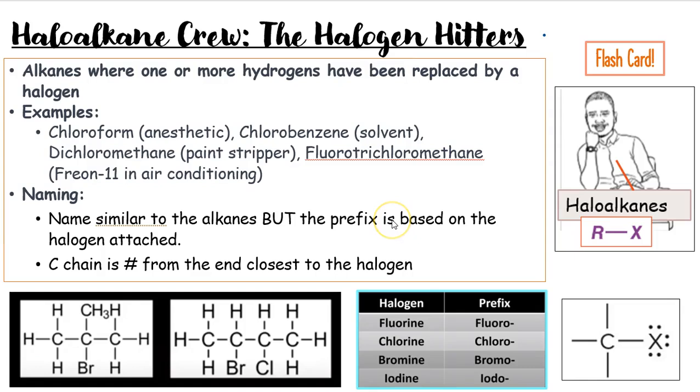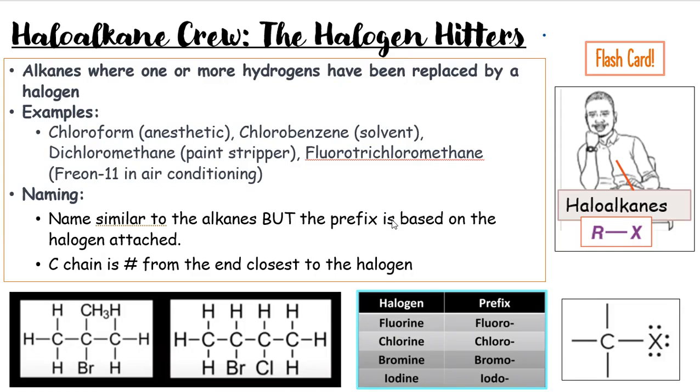Now, some of the functions we see can be in the form of anesthetics like chloroform, paint strippers, air conditioners, etc. And guess what? The naming is similar to alkanes. So when it comes to naming, it's all about layering things. We're going to have our prefix, our root, our suffix. We know how to name alkanes. Now we're going to take what we know about naming alkanes and switch it up a bit, okay? So haloalkanes are going to be similar to naming alkanes, except the prefix is going to change, okay?